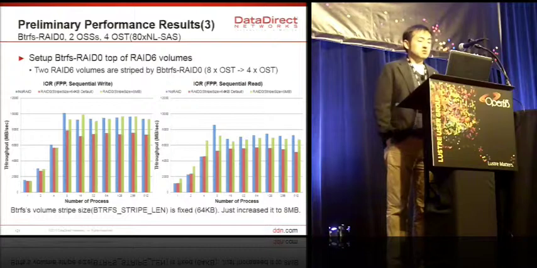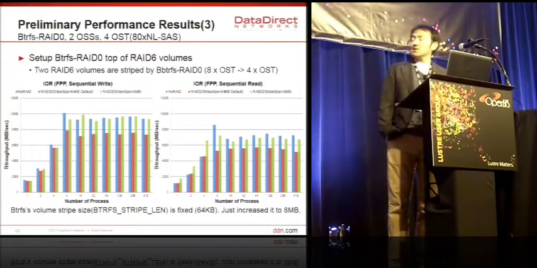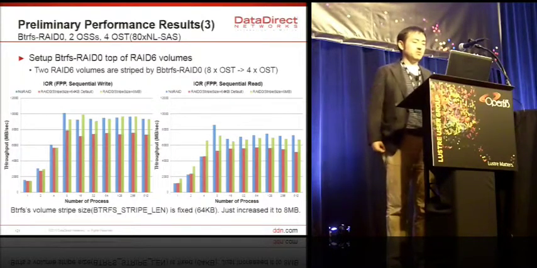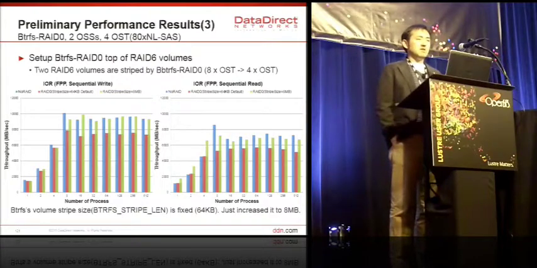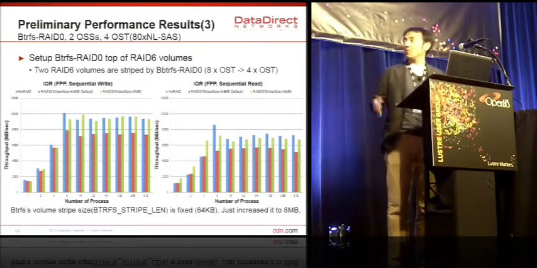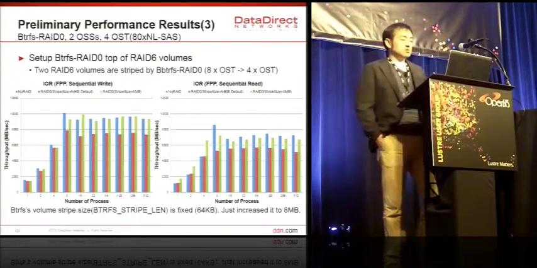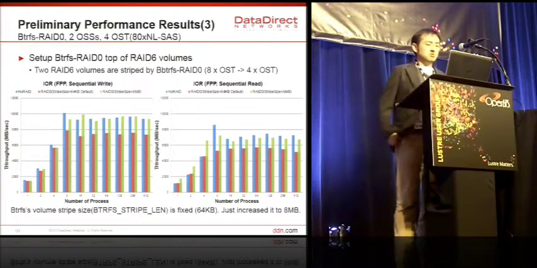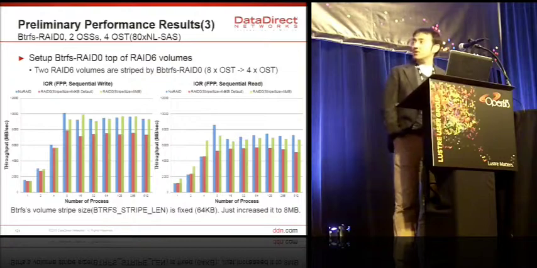In this case, two RAID 6 volumes were striped by Btrfs as RAID 0. That will help reduce the number of OSDs from 8 to 4. The left side is the same, the write performance. The right side is the read performance.